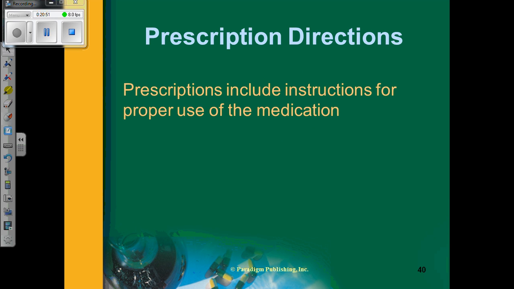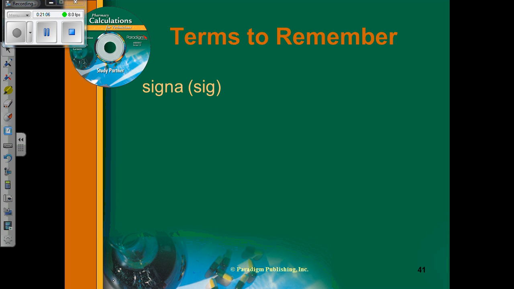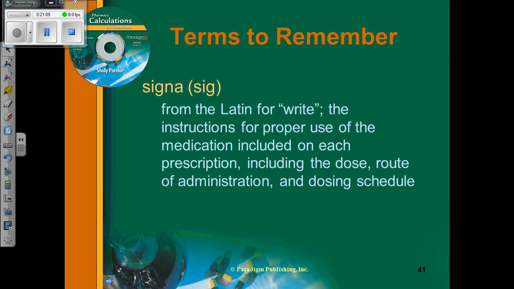Prescriptions include instructions for proper use of the medication, and they should be fully written out on the label with no abbreviations for the patients once they pick it up. It contains the dose, route of administration, and the dosing schedule. And of course, a sig is from Latin. It means "write" is what the word sig means. The instructions for the proper use of medication included on each prescription, including the dose, route of administration, and dosing schedule.